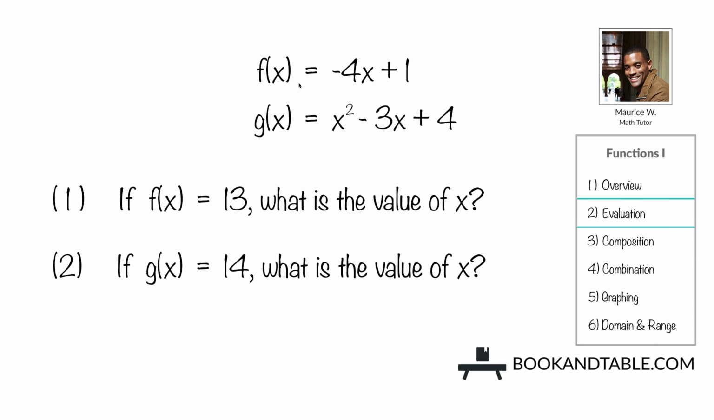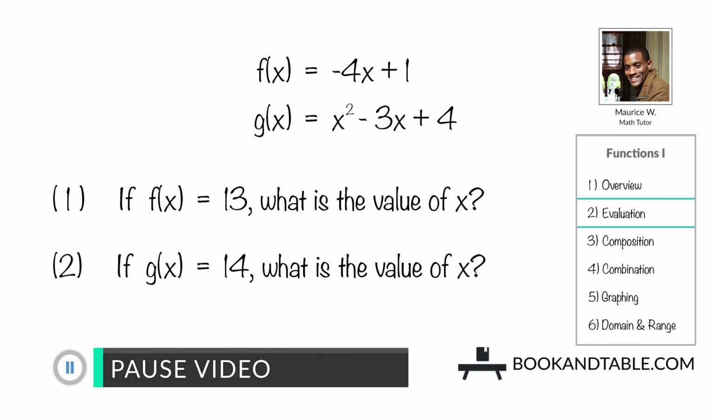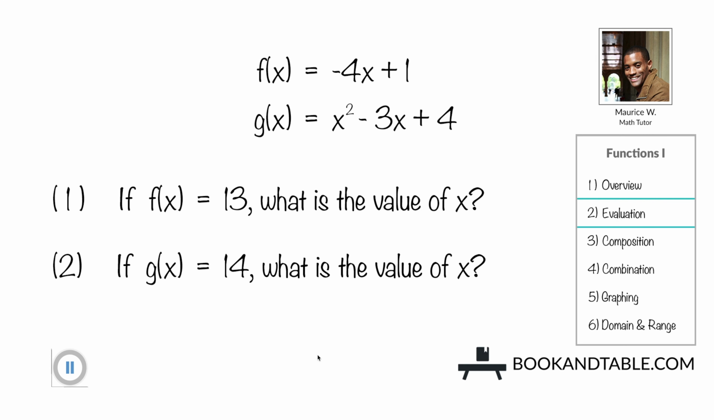Given that f of x is equal to negative 4x plus 1, and g of x is equal to x squared minus 3x plus 4. Question number 1, if f of x is equal to 13, what is the value of x? Question number 2, if g of x is equal to 14, what is the value of x? Pause the video, answer these questions, and then press play when you are ready to begin.